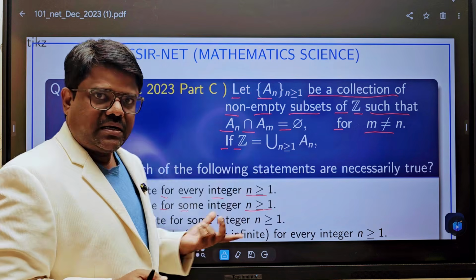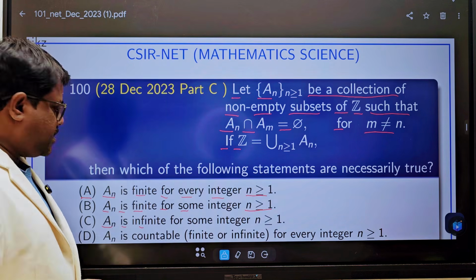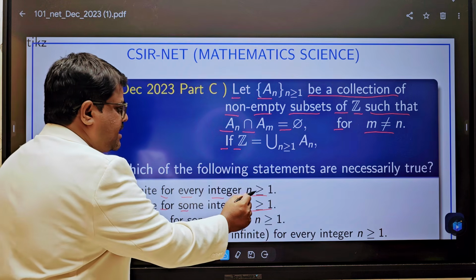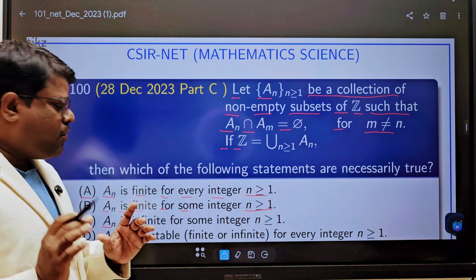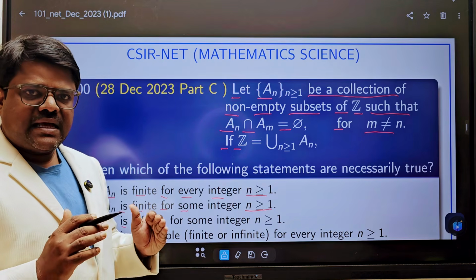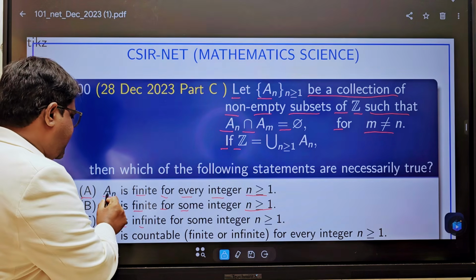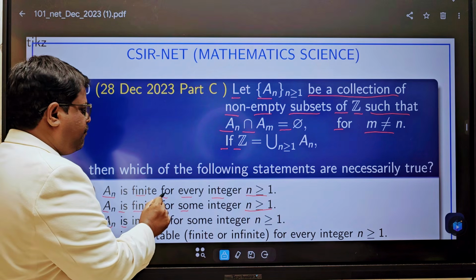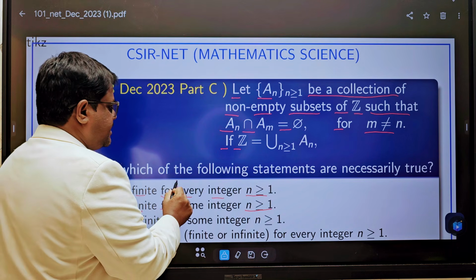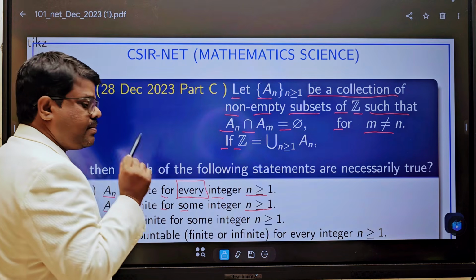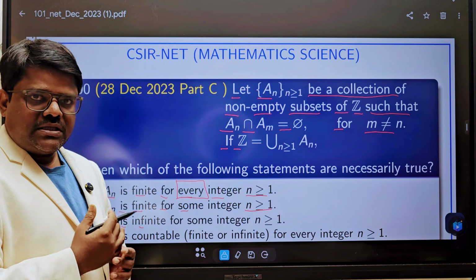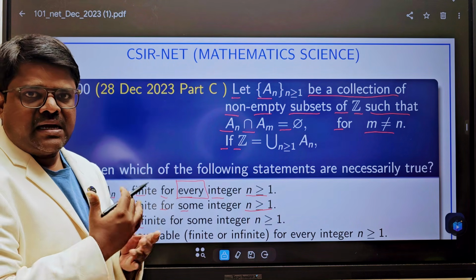Now, what are the options they have given? Let us focus on option A. In option A, what they are saying is that A_n is finite for every integer n greater than or equal to 1. This word "every" is very important. How to solve this type of problem? What is the logic behind this?